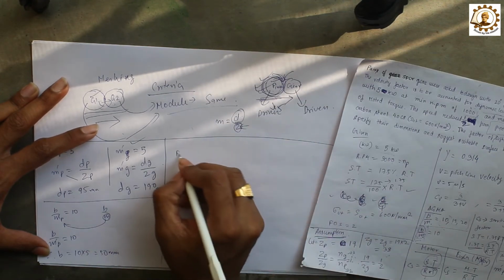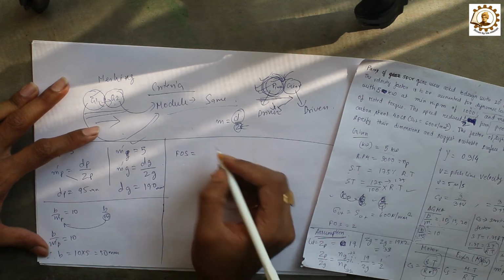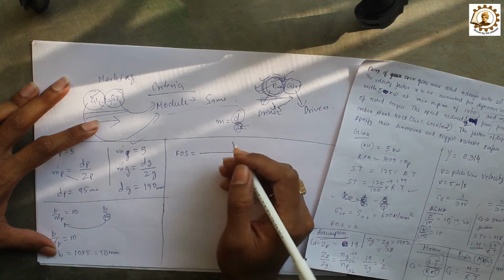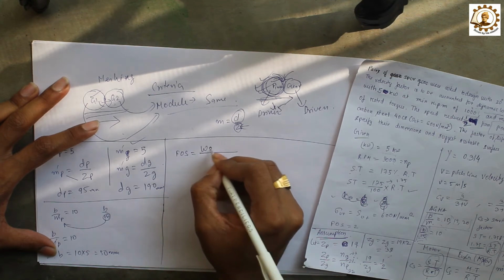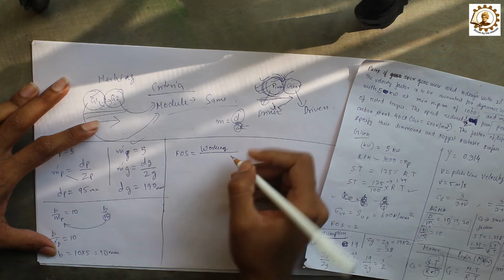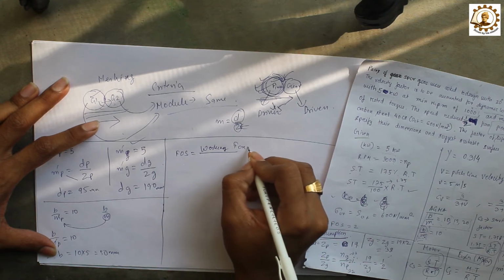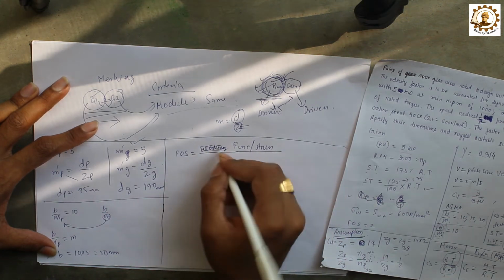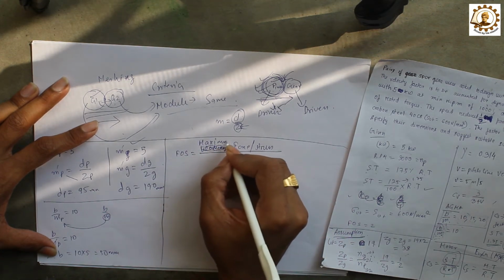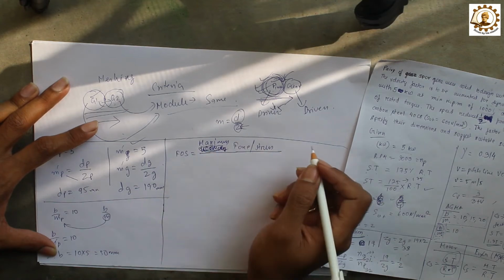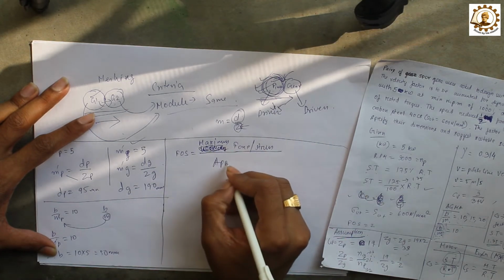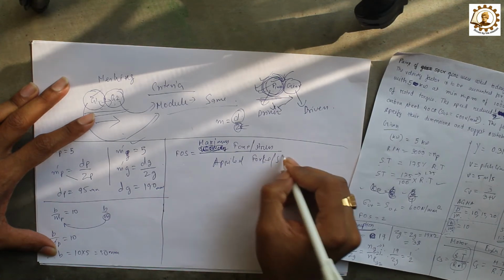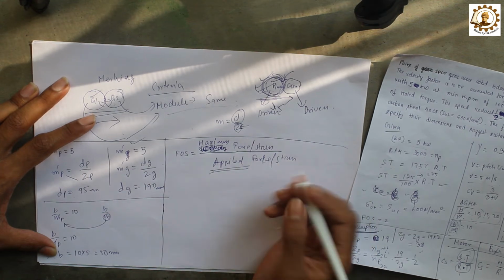Now I have to find out the factor of safety. What I know about the factor of safety, the basic formula, is maximum force or stress divided by applied force or stress, or the allowable also.